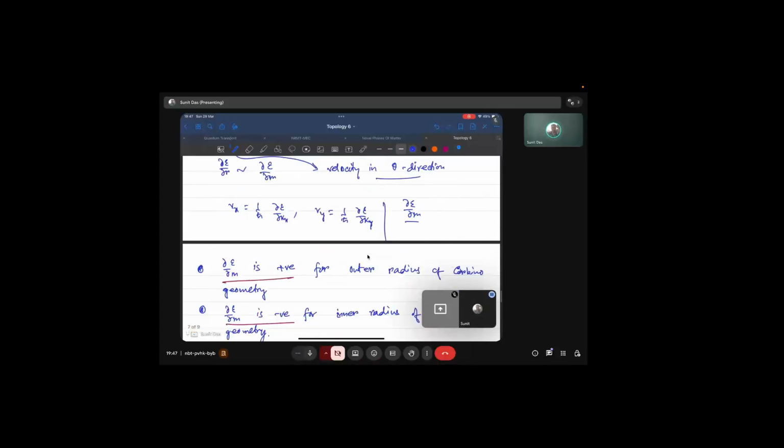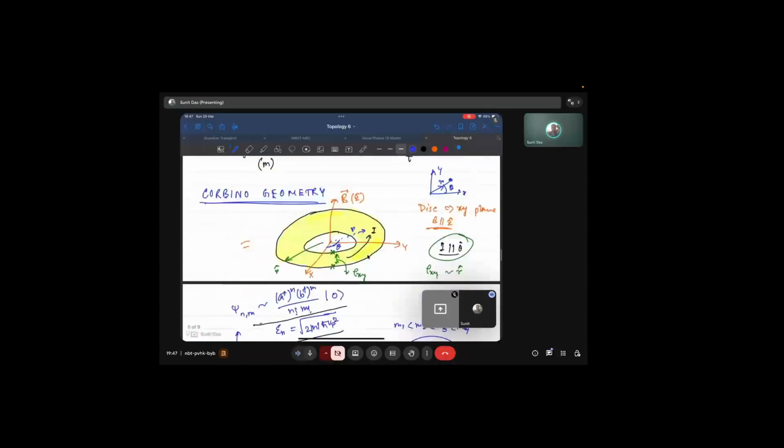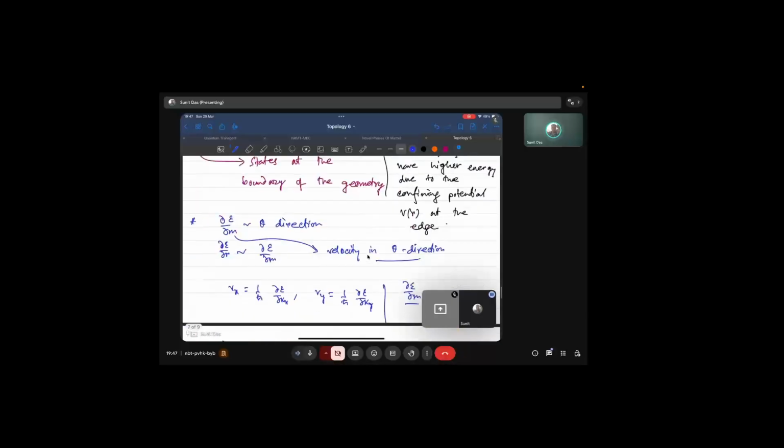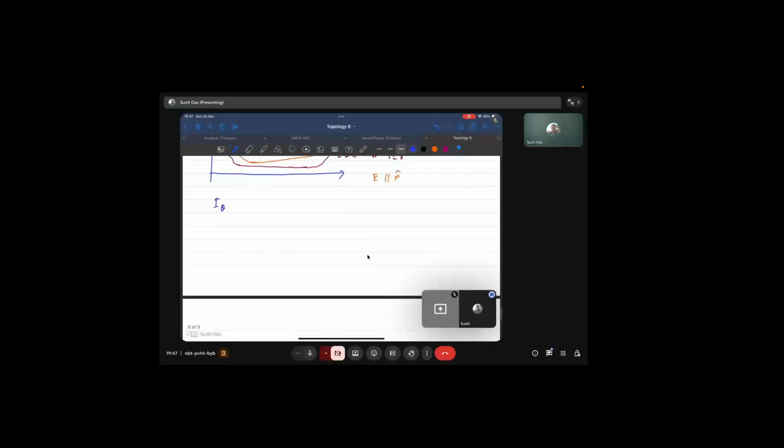Why theta direction? Because if we again go back to the Corbino geometry, so the current was along the theta direction, right? So that's what we are trying to estimate, and from there we will try to have an idea of the Hall voltage, what should be the Hall conductivity. So the current in the theta direction will be from M in to M out, right?